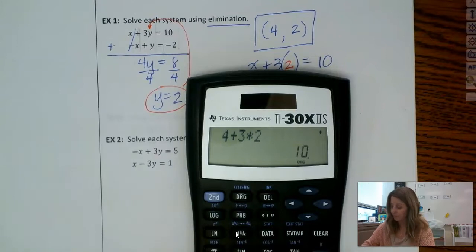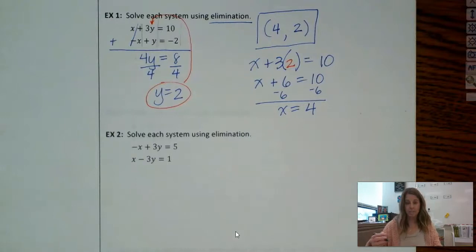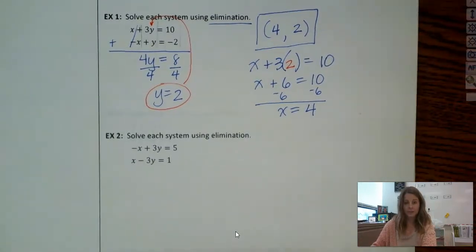Check the second one. So if I do negative and then type the x plus y, I get -2. So if I don't get that, I have made a calculation error somewhere. Okay, let's do number 2.